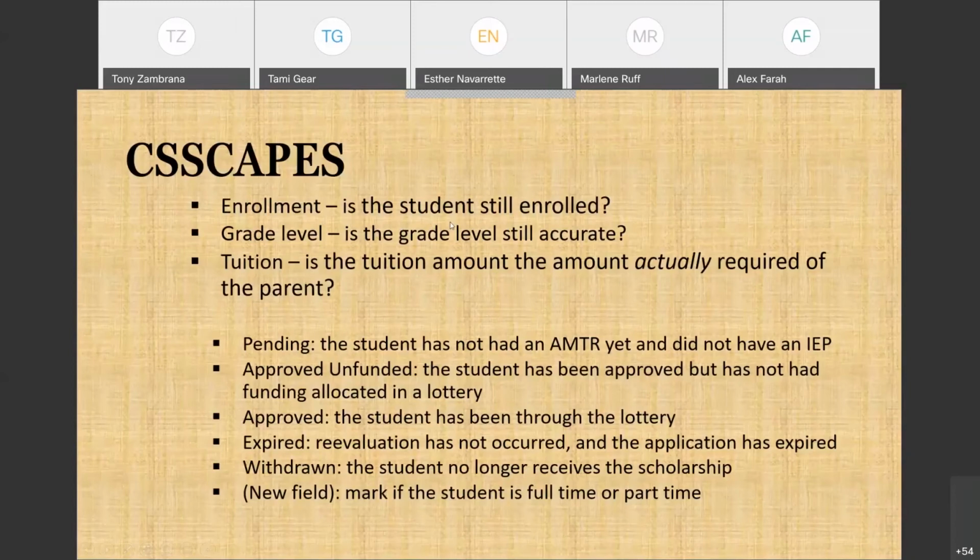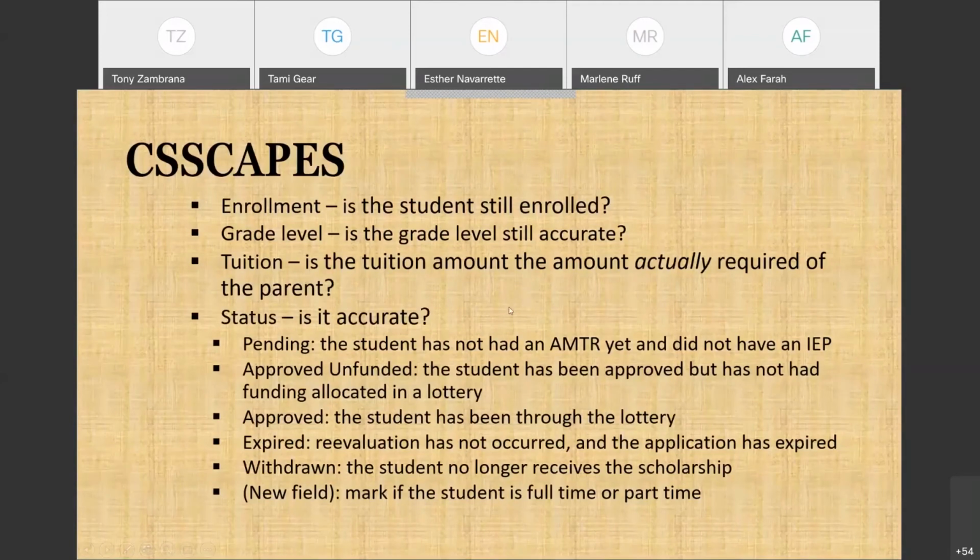The changes that need to be made each quarter before we run the check run for each student start with enrollment. Is the student still enrolled, yes or no? That way we can get any withdrawals out of the lottery. Then the grade level: is the student still the same grade, or did they move up a grade since the last verification quarter? And tuition: is the tuition amount the amount actually required of the parent? Again, back to the out-of-pocket expenses, which we just went over.